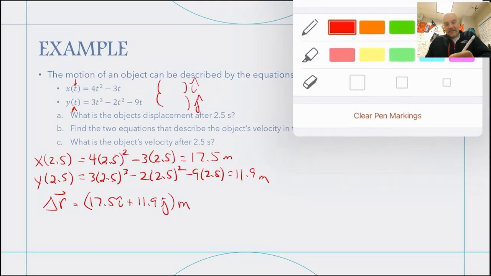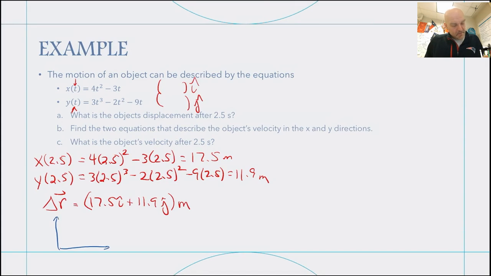Okay, so what does that mean if I have a coordinate system? It's traveled 17.5 meters this way, 11.9 meters this way. So it's at this location, and an arrow that connects those two points, from the initial position of 0 to that dot, that's my position vector. You could also find the magnitude of this using everyone's favorite theorem, Pythagoras, and then the inverse tangent function to figure out the angle. But the good thing is they just ask us for the displacement.